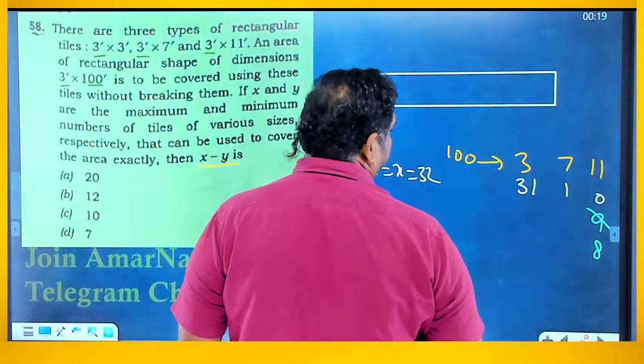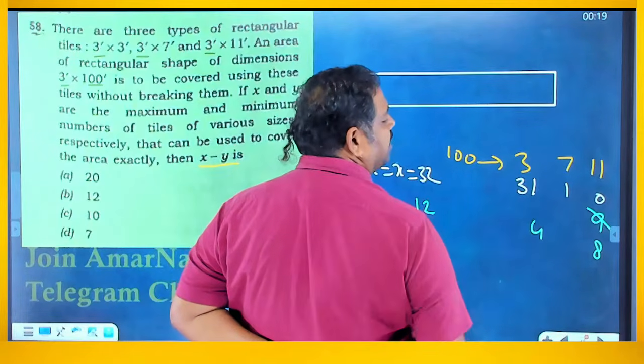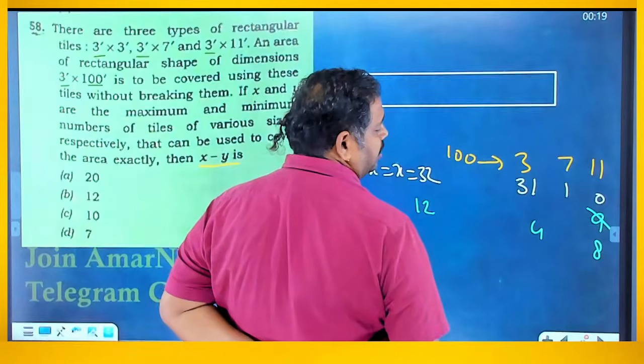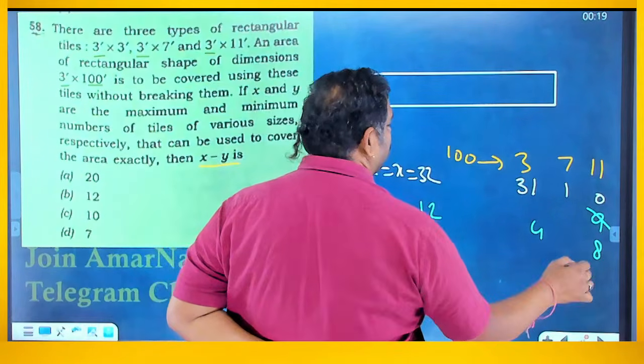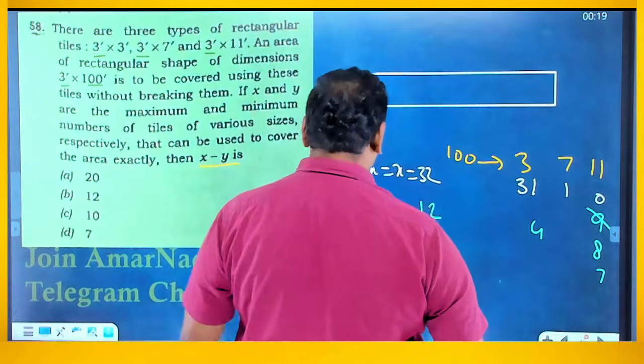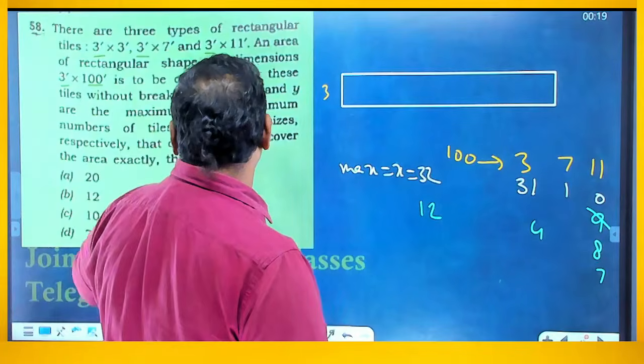When 88 is completed, now 12 is needed, right? 12 means I have to use 4 of these, right? Okay, good. So 8 plus 4 is how much you got here? 12. Okay, fine. Suppose if I reduce it by 1, 7. Okay, the difference is how much here? 20, it is already there.